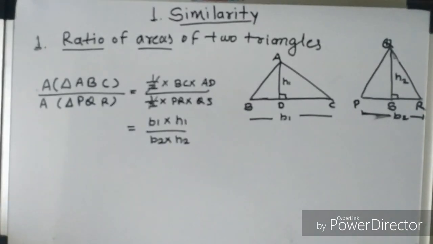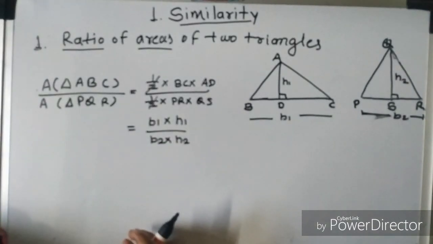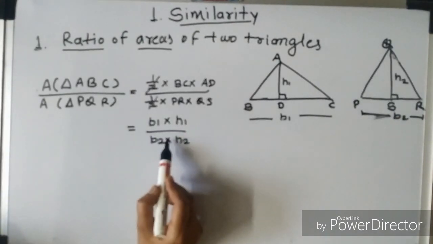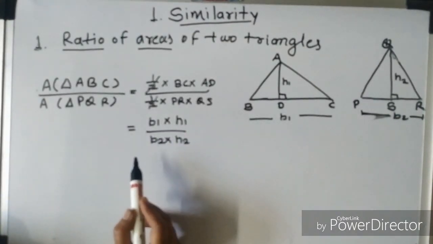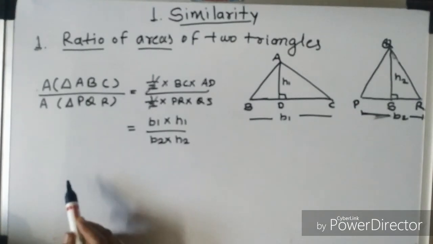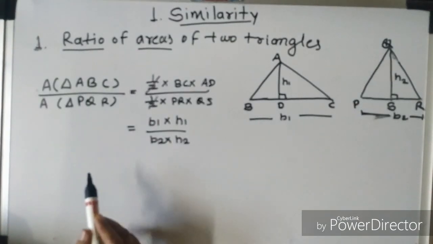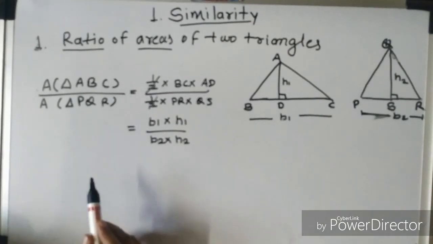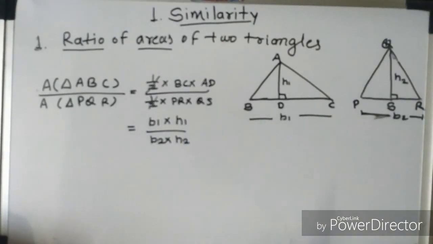What we get finally, when we take the ratio of areas of two triangles, is nothing but the ratio of the product of their corresponding base and height. Hence, the ratio of areas of two triangles is equal to the ratio of the product of their bases and corresponding heights.